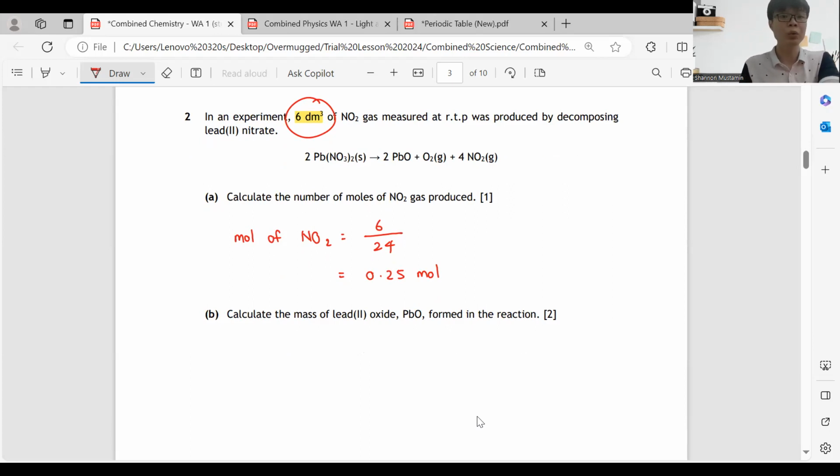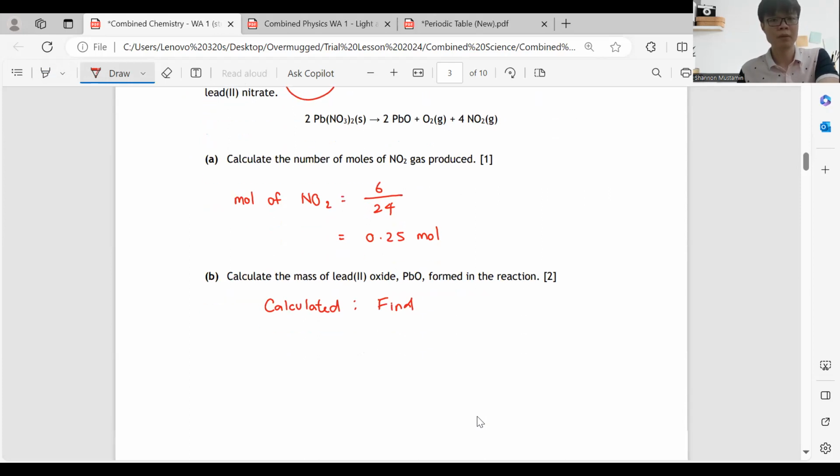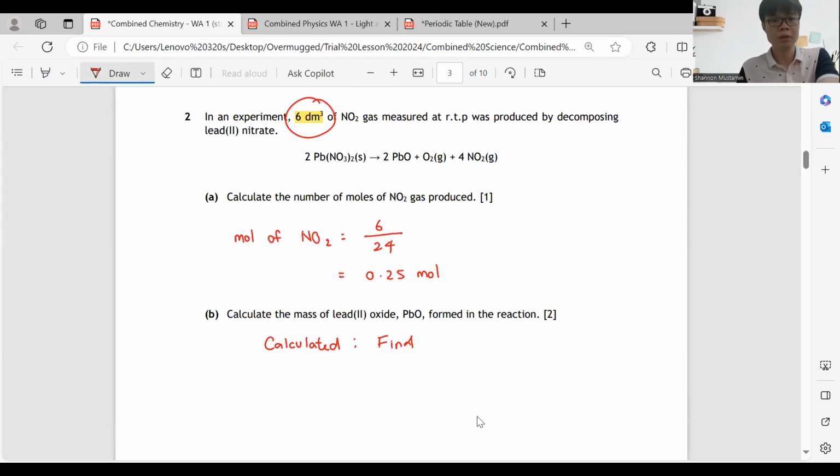Calculate the mass of lead 2 oxide, PbO. So remember, the ratio is always what you calculated or what you know against what you are trying to find. So you know NO2, you are trying to find out about lead 2 oxide. So put like that. What does the cooking recipe state? 4 units of this, give me 2 units of this. So if you simplify the ratio, 4 to 2 becomes 2 is to 1.